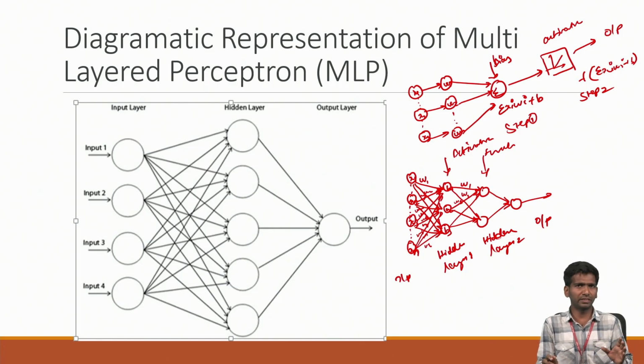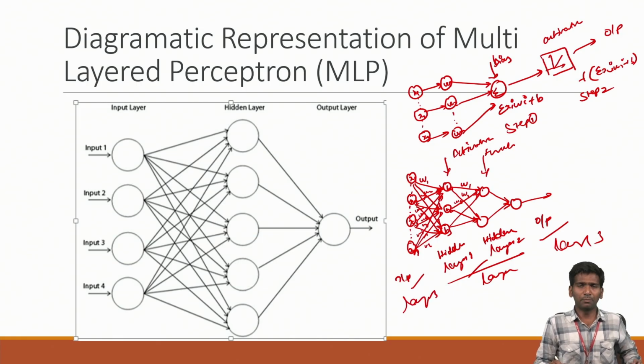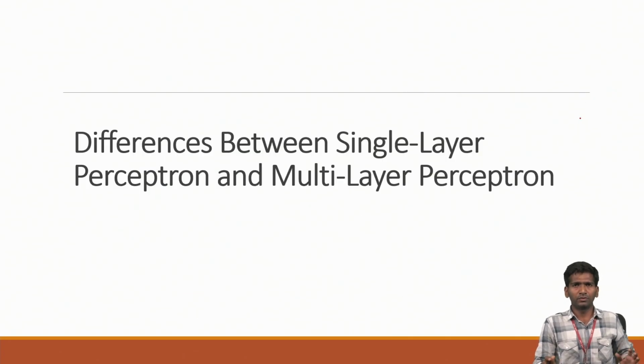As of now, you see the connection. Input layers are connected to hidden layer 1, and hidden layer 1 is connected to hidden layer 2, followed by the output. So there are 3 layers. This is the MLP diagrammatic representation, and this is the SLP representation. Now we'll talk about the difference between SLP and MLP.